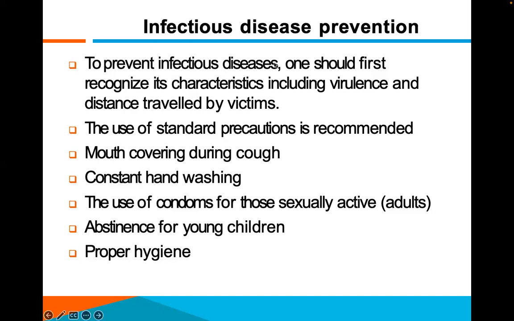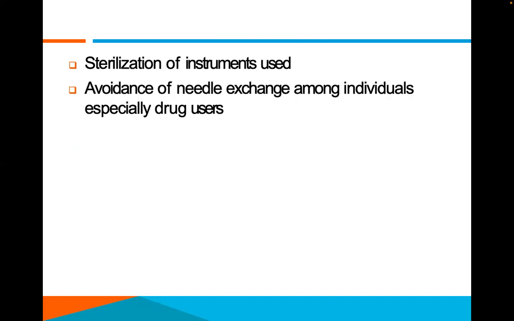Now, to prevent infectious diseases, one should first of all recognize their characteristics, including how dangerous, that is virulent, they are, and the distance traveled by the victims. The use of standard precautions like covering your mouth during coughing, washing your hands, wearing condoms, and abstinence from sex if you're a young person are all means by which you can protect yourself from infectious diseases.